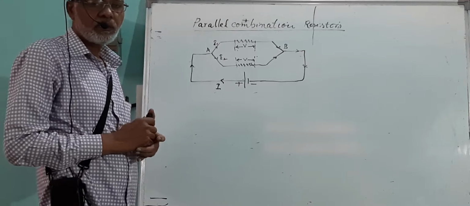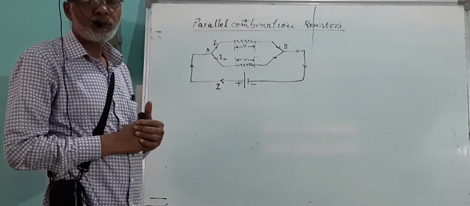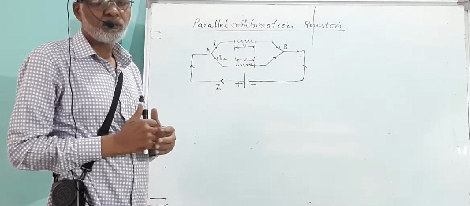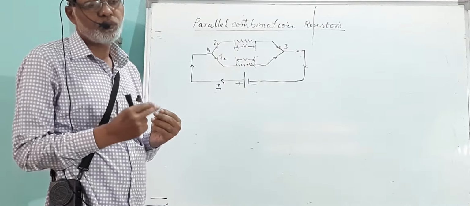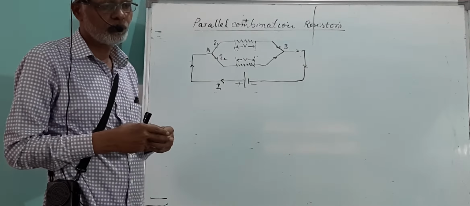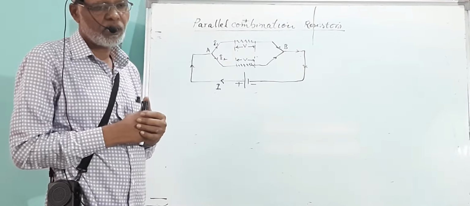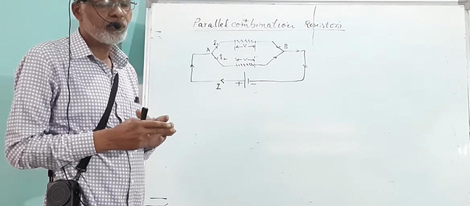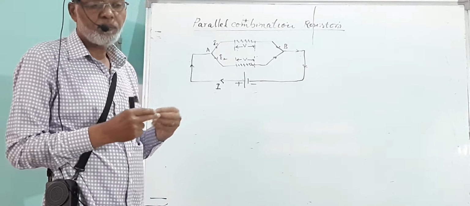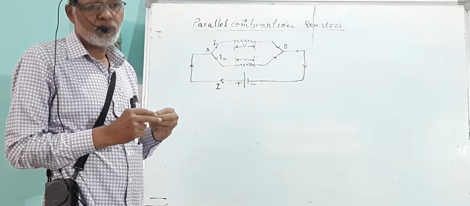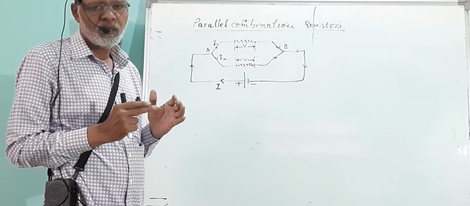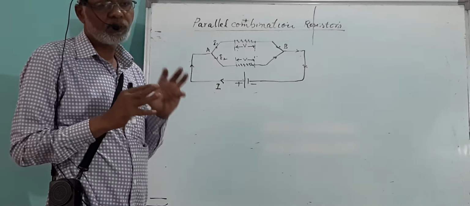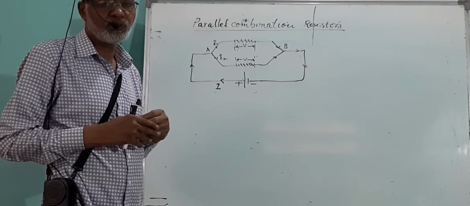So the question is, when are two resistors said to be connected in parallel? If I give you two resistors and ask you to combine them in parallel, it is very difficult to arrange them. So in order to arrange them in parallel, you have to know the description of the parallel combination of resistors.